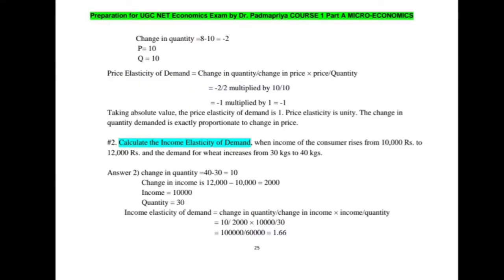Similarly, we have the income elasticity of demand, which can be calculated through an example. Here in this particular question, the income of the consumer rises from 10,000 rupees to 12,000 rupees and the demand for wheat increases from 30 kgs to 40 kgs. Now what is the change in quantity? 40 minus 30, which is 10. Change in income is 12,000 minus 10,000, which is 2,000. Income is 10,000. The quantity is 30. So change in quantity by change in income into income by quantity, which is nothing but 10 by 2,000 into 10,000 by 30, which is equal to 1.66.